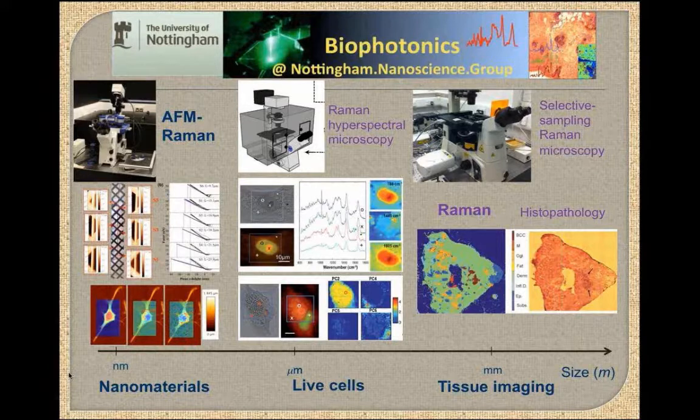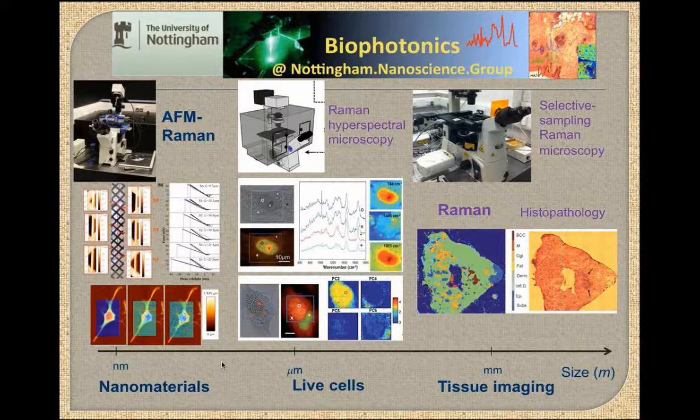Or more recent work we've been doing where AFM was used to study the topography and elasticity of cells, and this integrated instrument allowed us at the same time to create label-free molecular imaging of cells. So for example, nucleic acids, DNA, and this image of RNA.